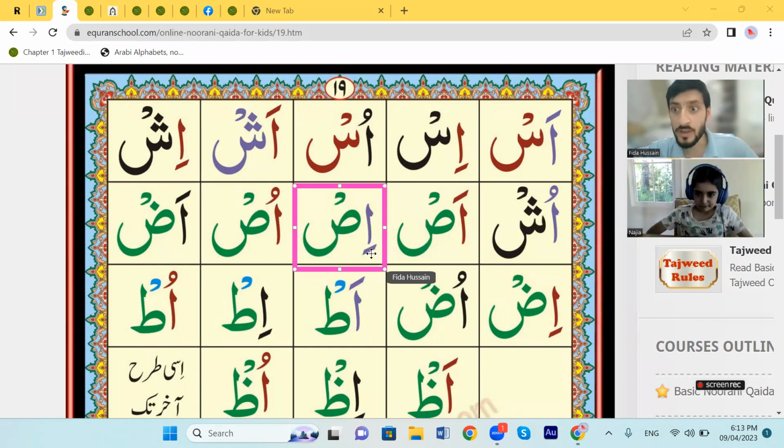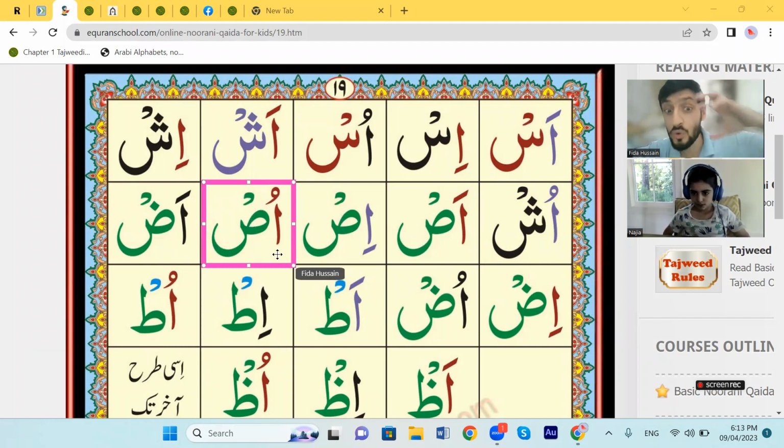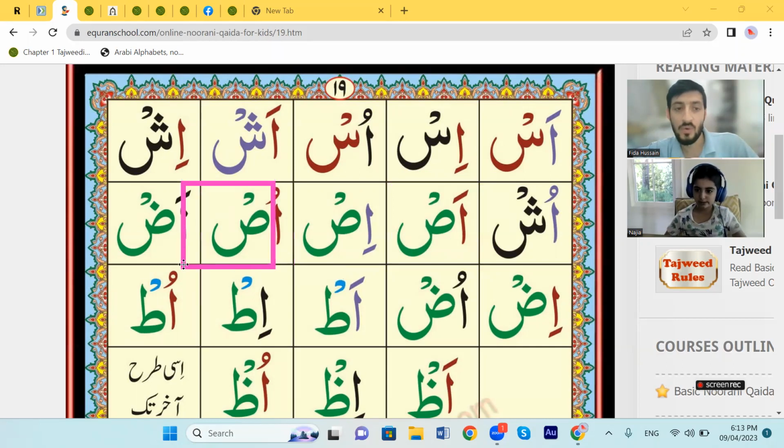Yes, heavy, heavy. What's the next one? The heavy letter will remain heavy. Okay, very good. And all the letters coming here are heavy letters. The next one. What is this one?